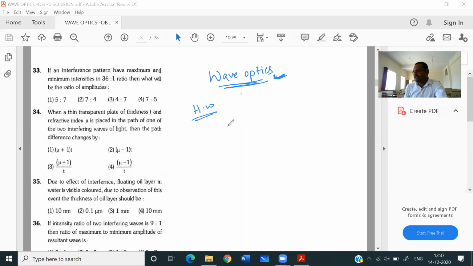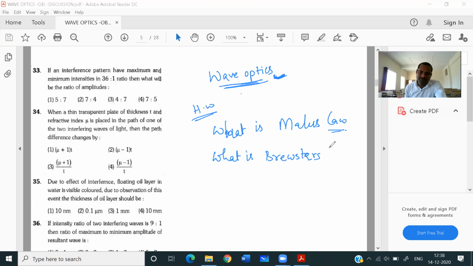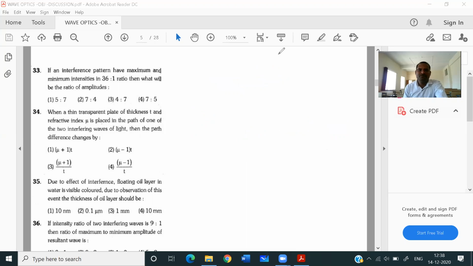Today's homework is Malus law. What is Malus law? And what is Brewster's angle, Brewster's law? These are two important questions. You read them.